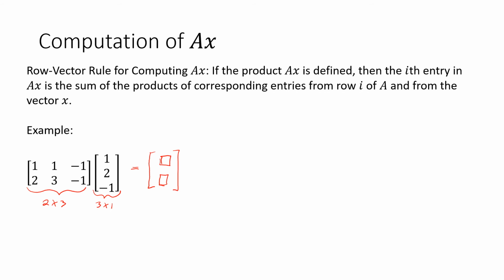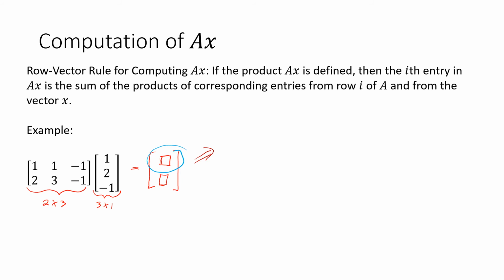But now what this row vector rule is saying is that if you want to find a specific entry in that result, there's another way of doing it rather than adding up everything. So let's say we want to find this first entry. What can we do? Well, this rule says that the first entry is the sum of the product of the first row and the column of X.